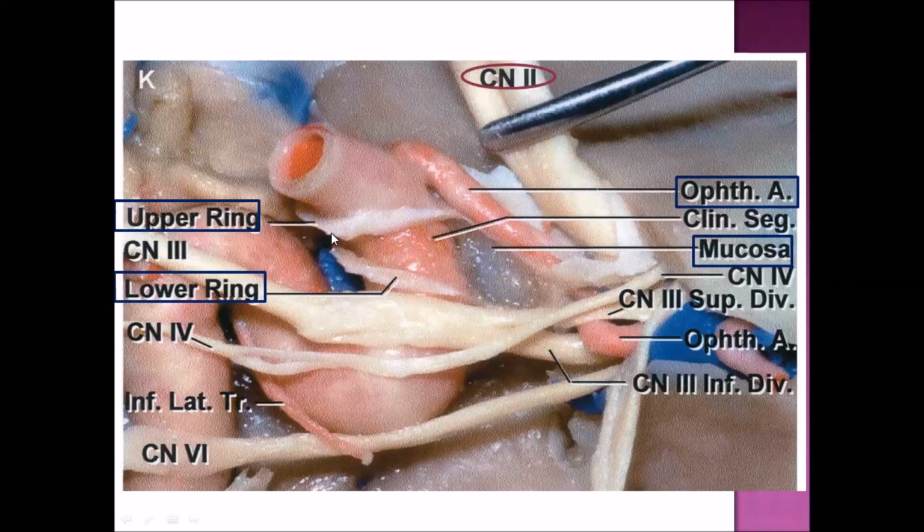Now you can clearly see this is the upper ring or the distal dural ring. This is the lower ring or the proximal dural ring. And this is the clinoidal segment of the ICA. And this is the mucosa of the sphenoid sinus. Hope things are clear.